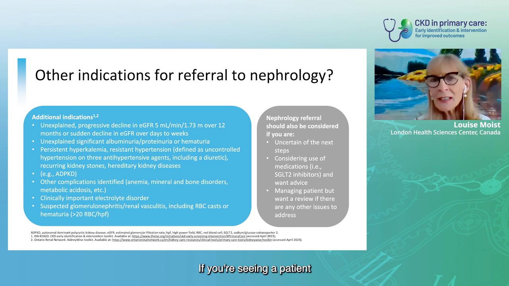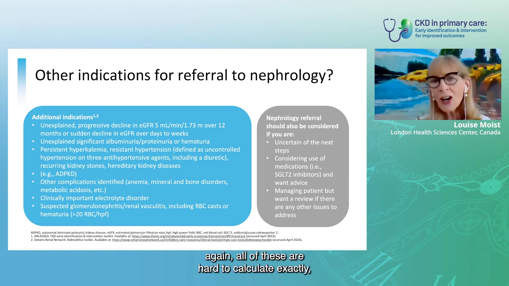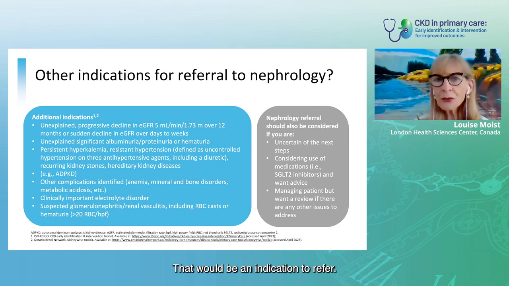So if you're seeing a patient with diabetes that you're quite comfortable managing, who has some significant kidney disease and perhaps proteinuria, but you see that the decline is quite quick, so more than 5 mils, again, all of these are hard to calculate exactly, but you're going, gosh, that seems like a more rapid decline. That would be an indication to refer.